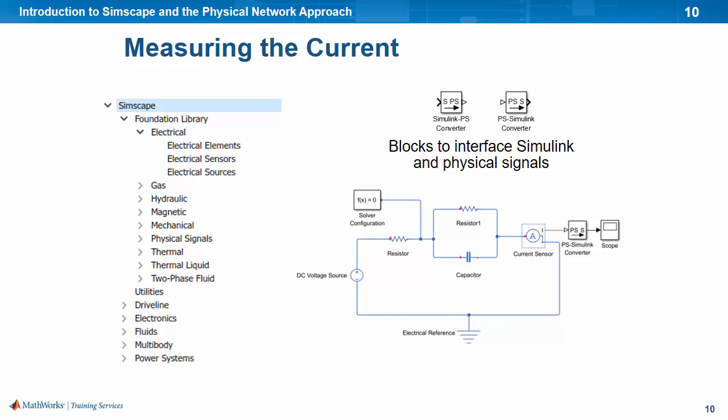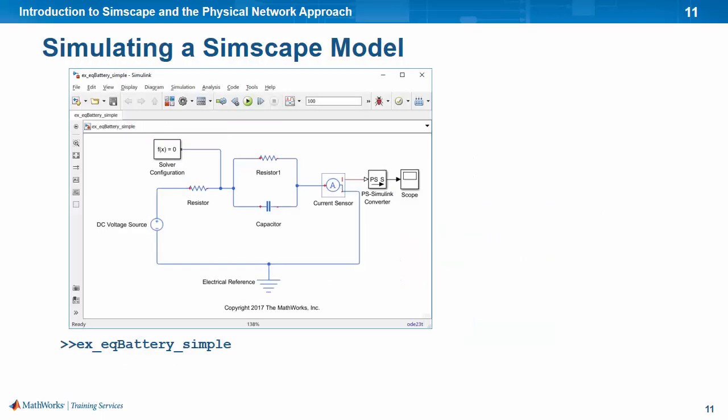To interface between Simulink and Simscape, we can use Simulink to physical signal and physical signal to Simulink converters. Since we are measuring current, we are using a current sensor and placing it in series with the circuit. There are also other sensors available based on what quantities we want to measure. We were then ready to simulate the model.